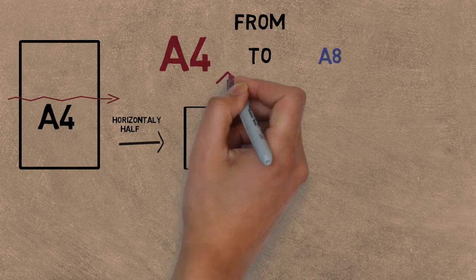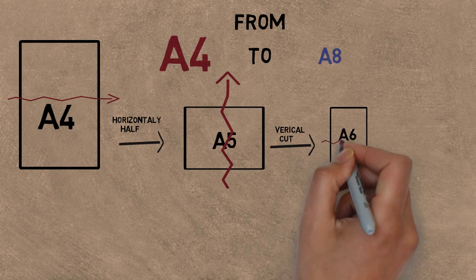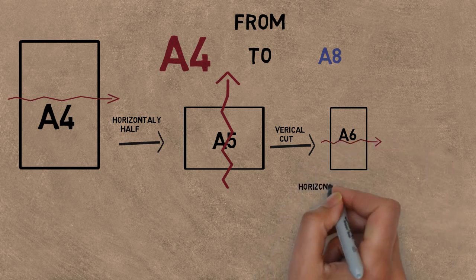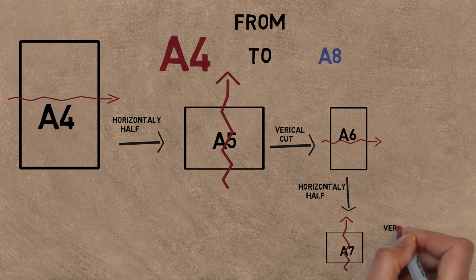Make a vertical cut in this A5 paper so that it is divided into two equal parts. These two equal parts are A6 papers. Now take an A6 paper and cut it horizontally into two equal parts, which are basically A7 paper. And finally, A7 paper is cut vertically into two equal parts, and we will get A8 paper. So this is how the size decreases as we move from A4 paper to A8 paper. There is nothing difficult about these sizes. Just visualize and remember it forever.